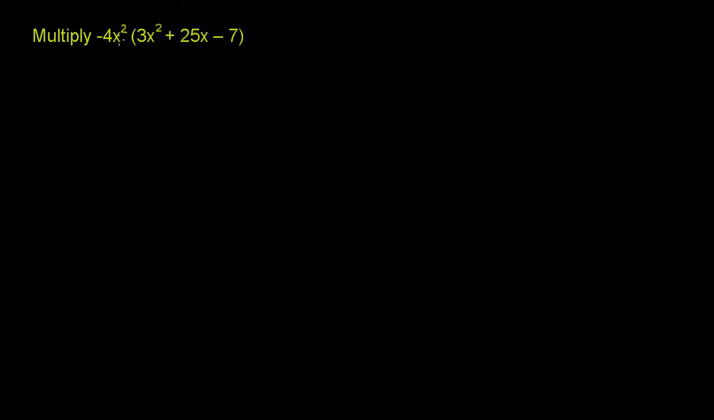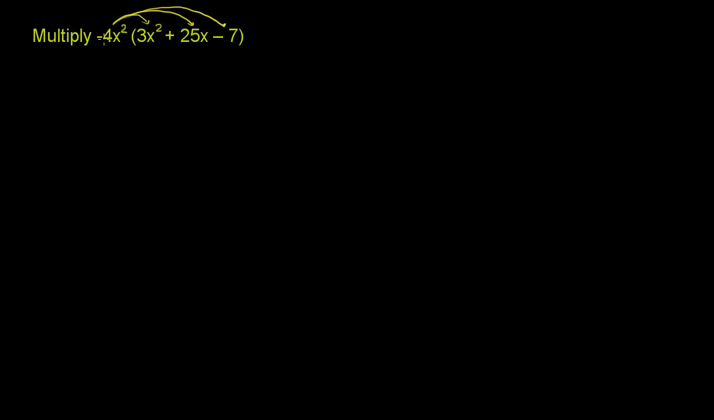Multiply negative 4x squared by the whole expression, 3x squared plus 25x minus 7. So if you multiply anything times a whole expression, you really just use the distributive property to multiply each term of the expression by the negative 4x squared. So we're going to have to distribute this negative 4x squared over every term in the expression.